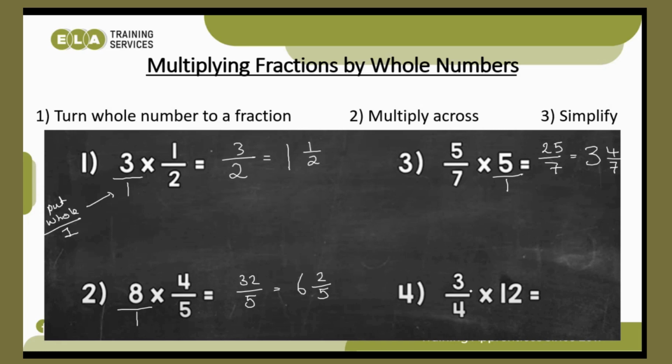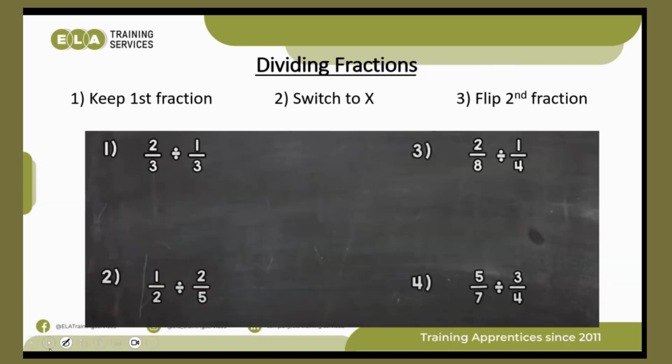And then our last one, 3/4 times 12, so 12 over 1. 3 times 12 is 36 over 4. How many 4s in 36? And that would be 4, 8, 12, 16, 20, 24, 28, 32, 36, which is 9. So 9 is just our whole number. Fantastic. And then our last section is dividing fractions.